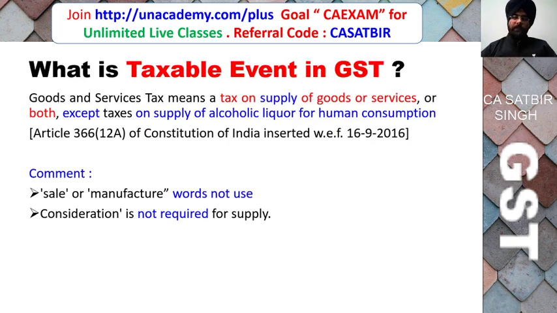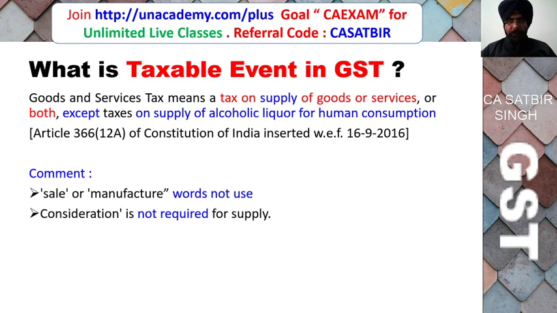Goods and Services Tax means a tax on supply of goods or services, or both, except tax on supply of alcoholic liquor for human consumption. This definition is given in Article 366(12A) of the Constitution of India, which was inserted so that GST can be levied by both the center and the state, because before GST, excise duty was levied by the central government when goods were manufactured, and VAT was levied by the state government when the goods were sold. So in order to ensure that both the center and state governments levy GST, a new entry was inserted.